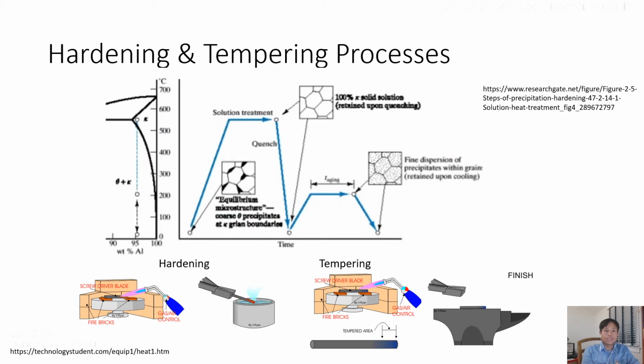And yeah, the first one is the hardening and tempering process. Most metal products are tempered after hardening. This is a general process. This bottom graph shows the hardening and tempering process. It's simple: we heat the metal using a torch, and after that we put it into clean cool water.